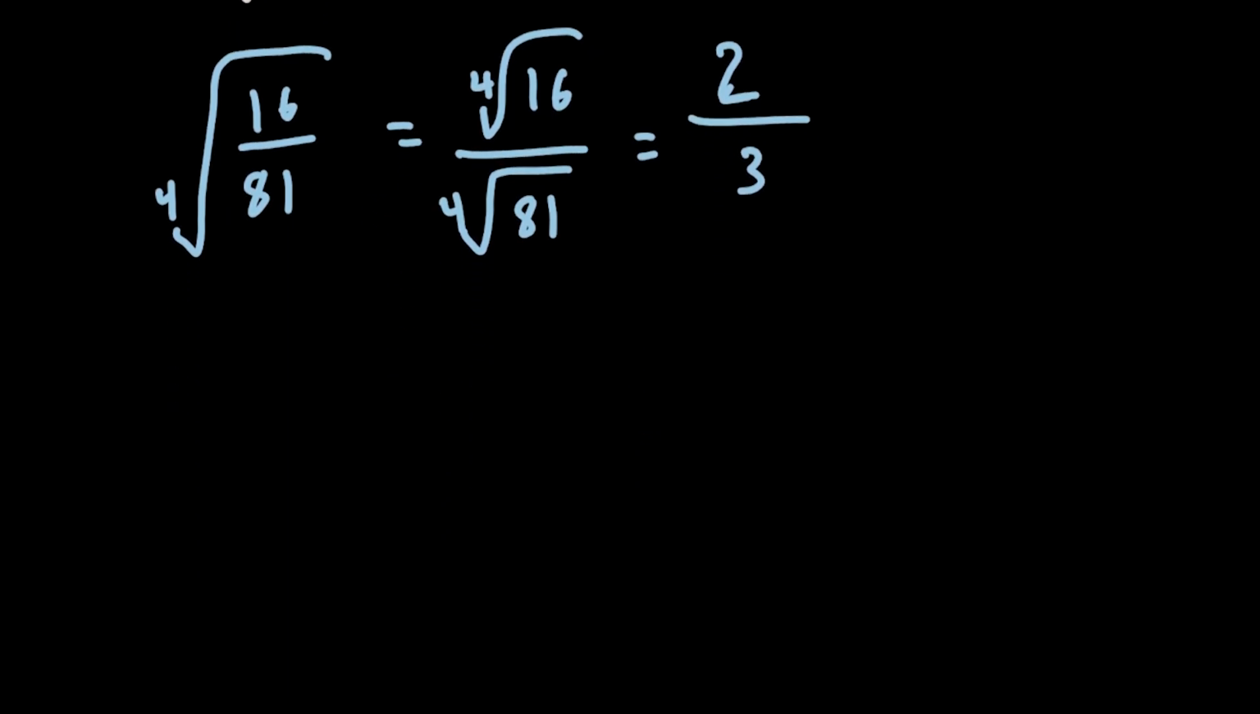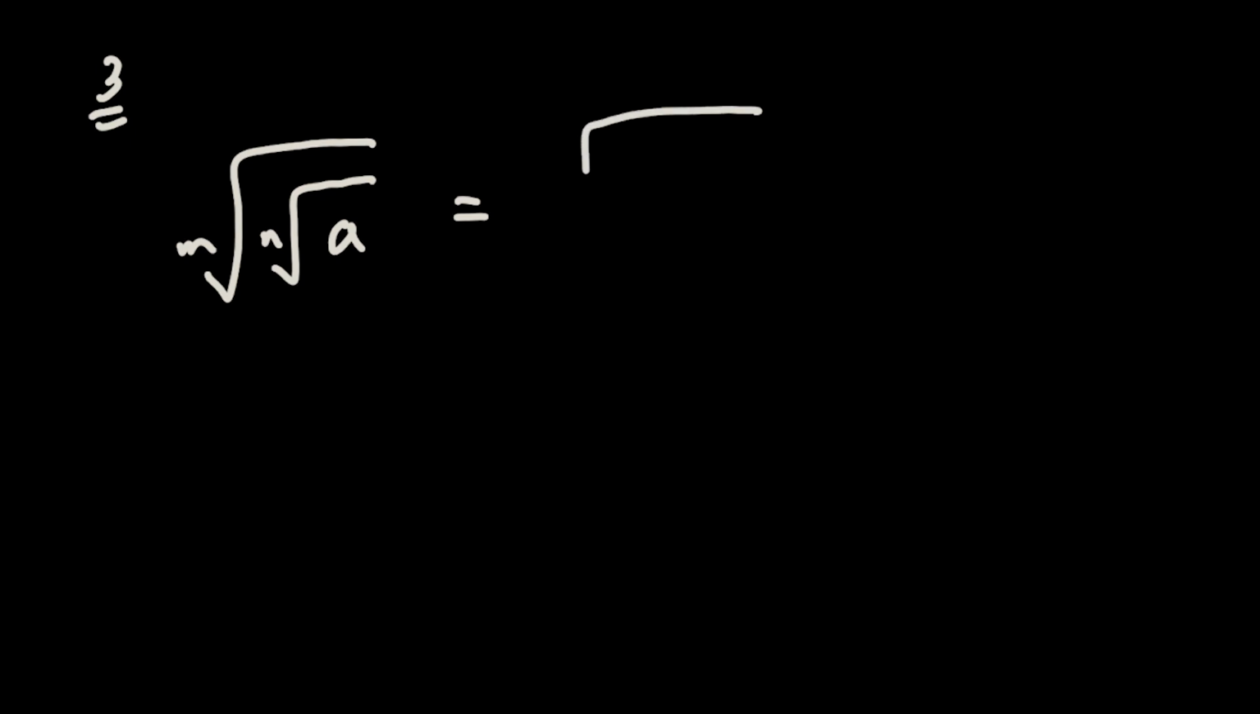Let's see the next property. Property number 3 says if you have the root m and inside of it we have the root n of a, we will have just the root mn of a. So we will just multiply m and n.